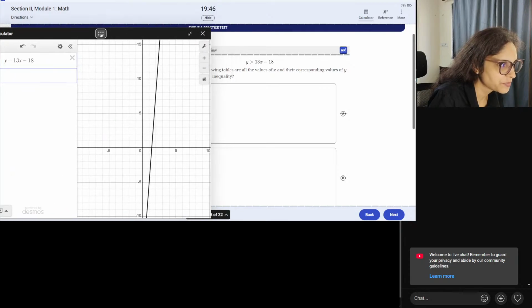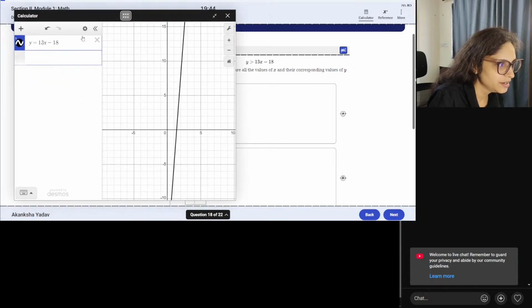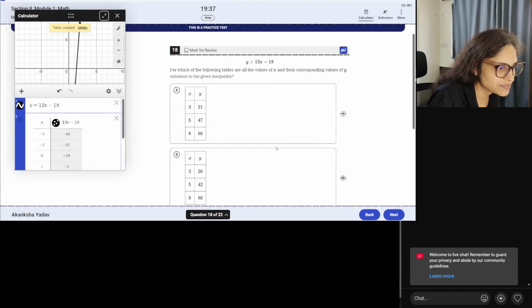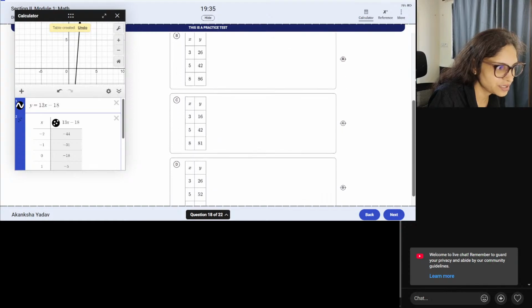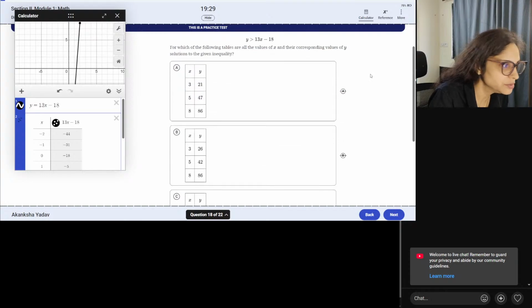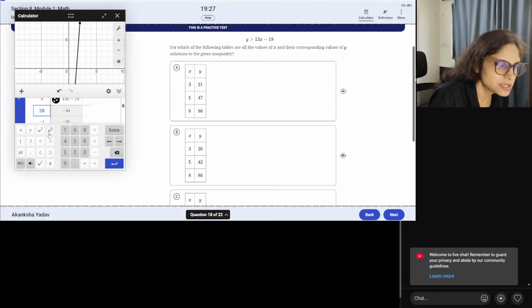I did that. Now what you have to do, go to edit list, create table. And now look here, all the x values are 3, 5, 8. This is very simple. I'm on the 18th question and there's still 19 minutes remaining. That's weird, but because the last practice test wasn't this easy.